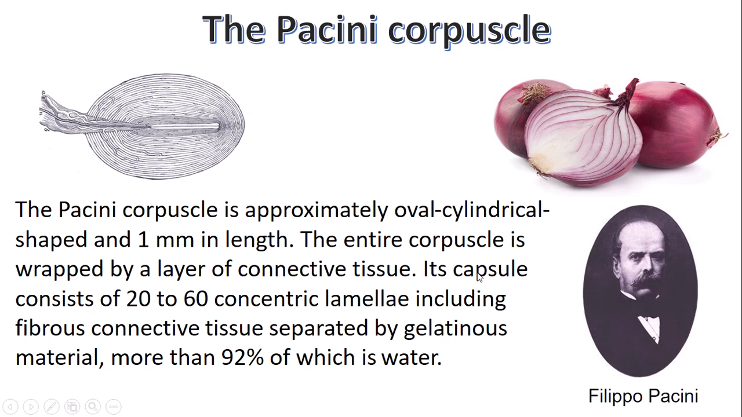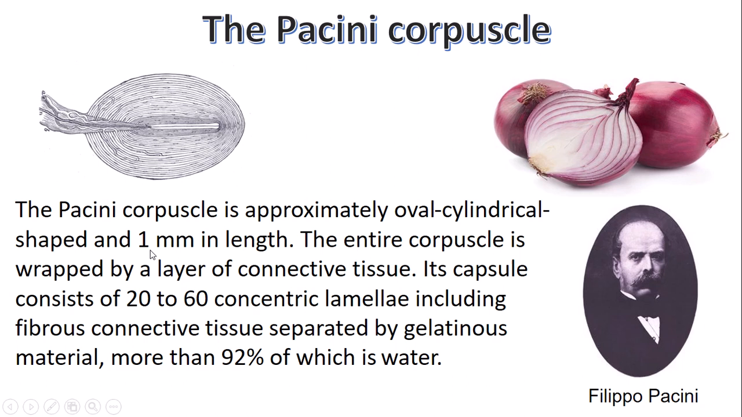Now in the book they elaborate further on the Pacinian corpuscle, so this is what we're going to do now. The Pacinian corpuscle, as we saw in the previous slide, is located in the hypodermis and detects pressure. So it's approximately an oval cylindrical shape, 1 millimeter in length. This is how it looks. You can see here I used an image of an onion because it has very similar characteristics to an onion in its shape. It's oval and it has several layers.